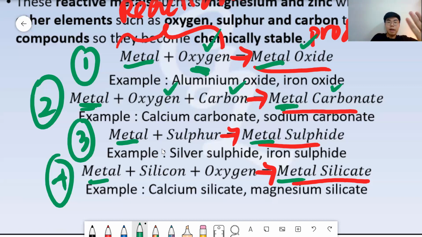So, let us wrap up again. Look at me. It's all metal plus what, so we don't care about the metal. We talk about what is combined with the metal. Oxygen, oxide. Carbon plus oxygen, carbonate. Sulfur, sulfide. Silicon plus oxygen, silicate. And then just put the metal at the back. Plus metal, then you put the metal at the back. Ta-da! That's all. Make sure you use an arrow, not an equal sign, okay?